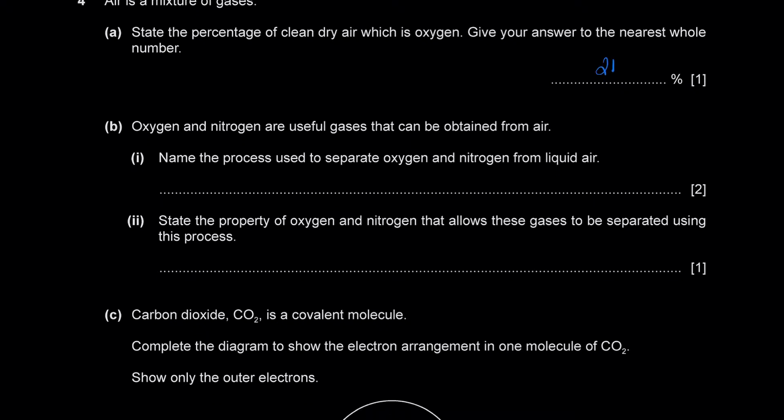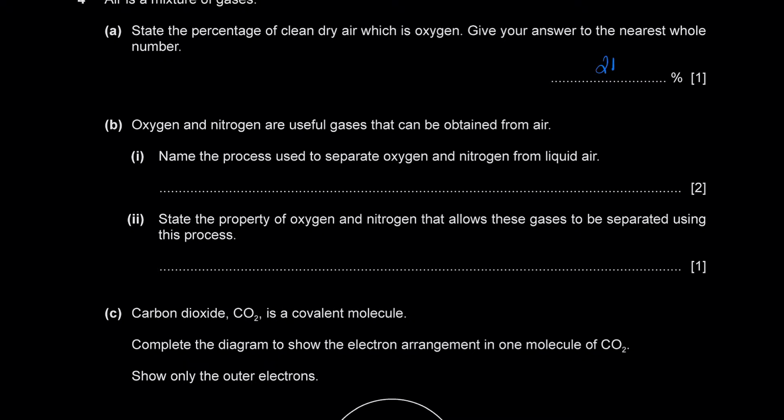Oxygen and nitrogen are useful gases. We never talked about this. How can you separate oxygen and nitrogen? Fractional distillation. What property allows us to do this? State the property of oxygen and nitrogen that allows these gases to be separated. They have different what? Boiling points.